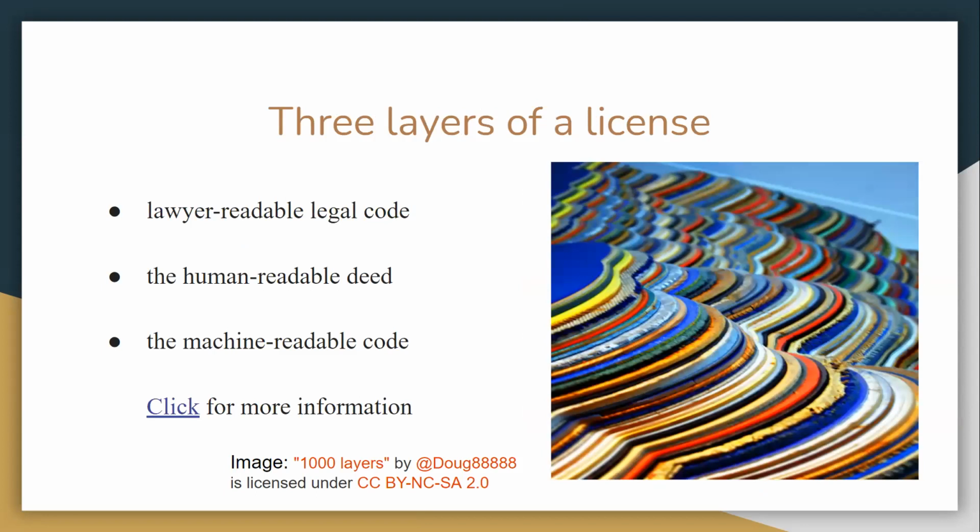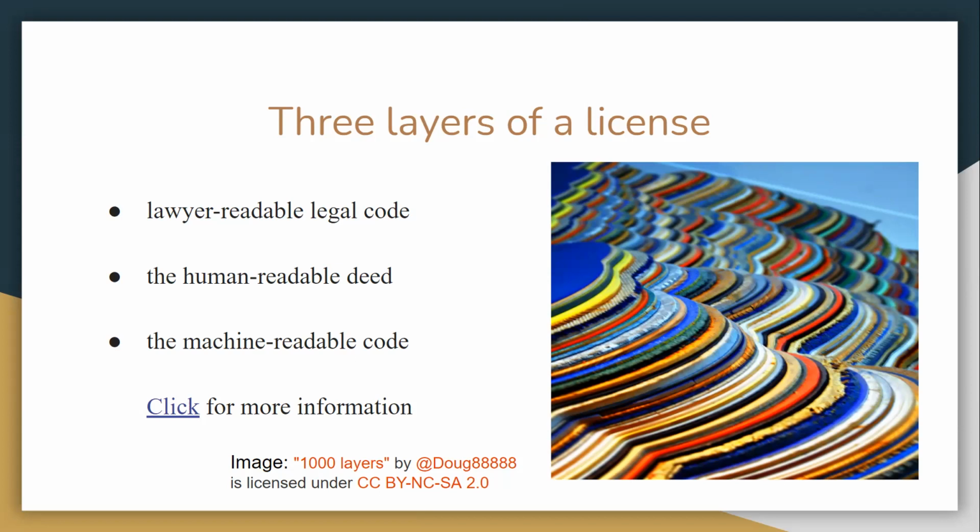And a lot of the things we're going to talk about today, it's going to sound a little complicated. I will have these PowerPoints available on the library's website, so you can click on them for more information, or of course, always just come talk to me and I will help walk you through whatever you need. So the three layers of a license: the lawyer readable legal code, the human readable deed, and then the machine readable code.